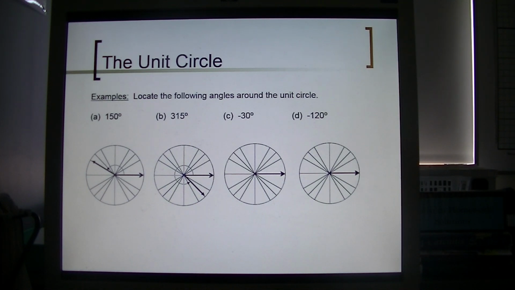Yes, we can locate these. C, for the negative ones. Well, we didn't put negative things on the unit circle, but we can still figure this out. You know that 30 degrees is the one right above horizontal in quadrant 1. So how are we going to get to negative 30? Same thing. Spin the same amount, but in the opposite direction. That's it. Basically, you figure out what 30 degrees is.